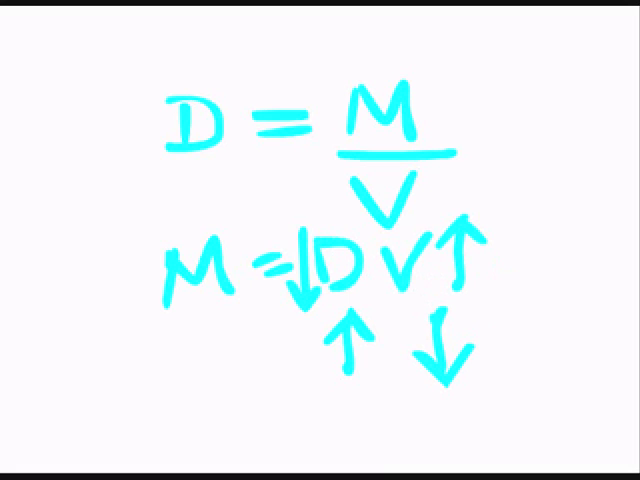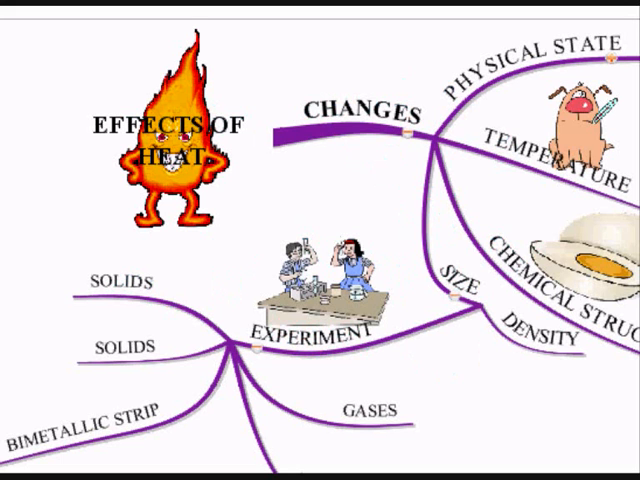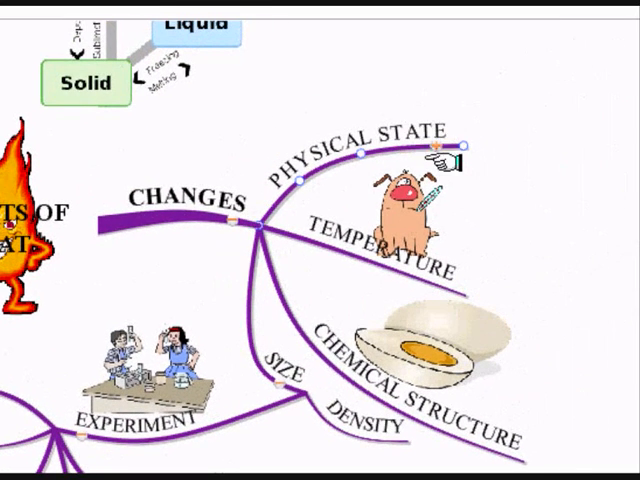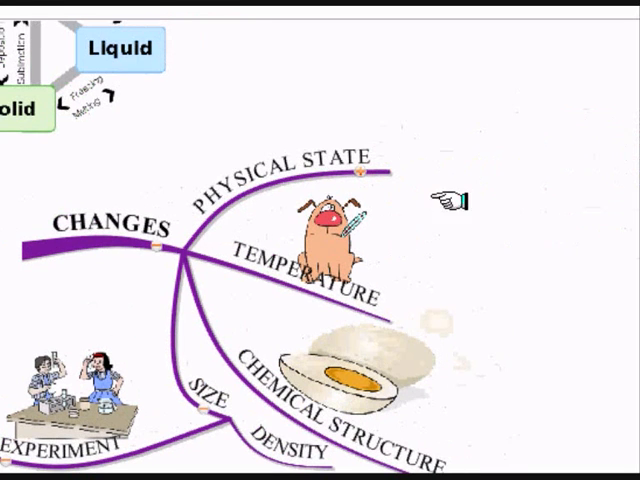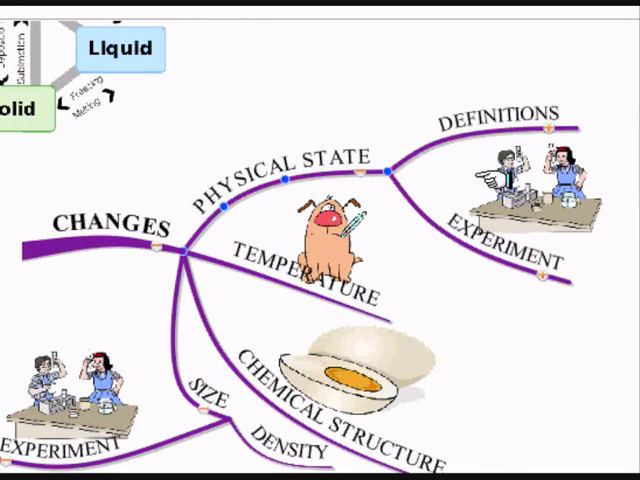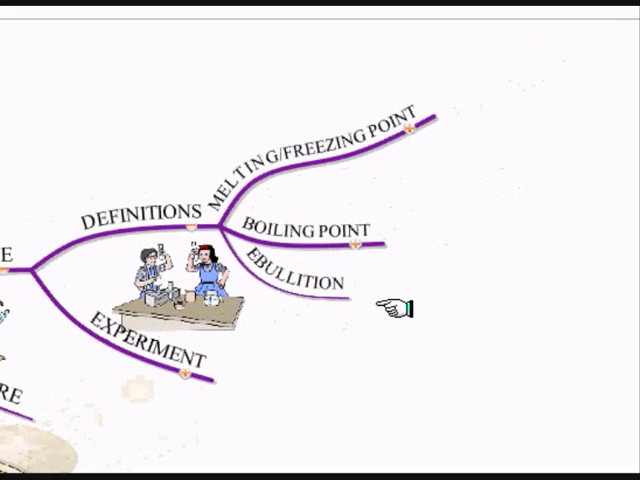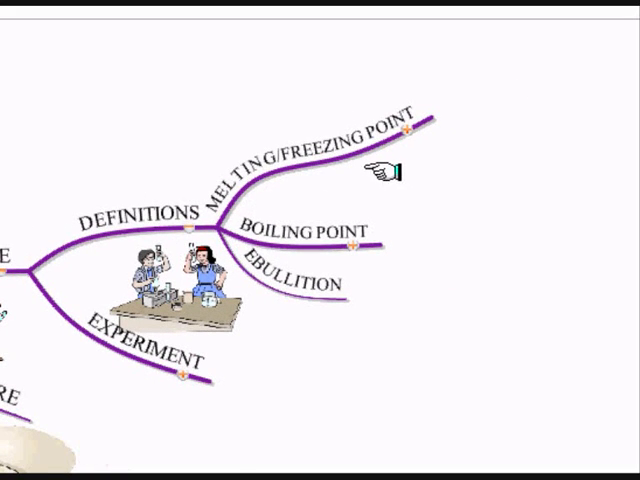Okay, so then we have covered everything so far. Let us see what are the definitions. So melting or freezing point is the temperature at which a substance changes from solid to liquid state or liquid to solid state. So that experiment I have to cover, right? Okay, so melting point of wax. So let's see how to do that experiment.